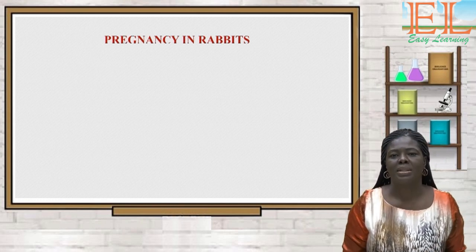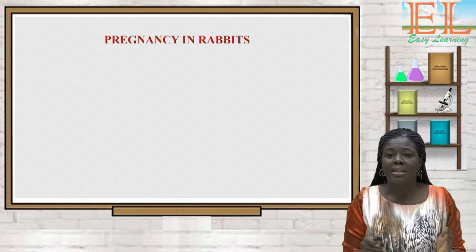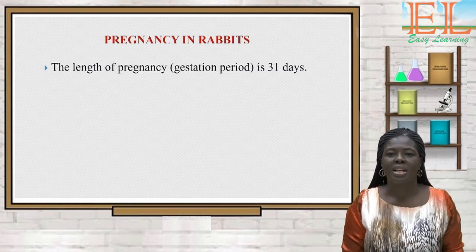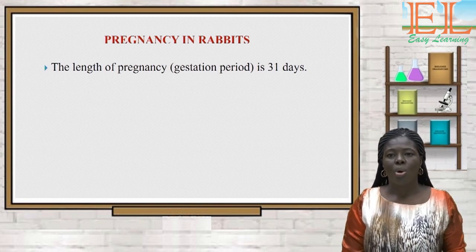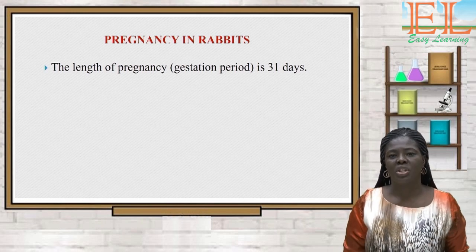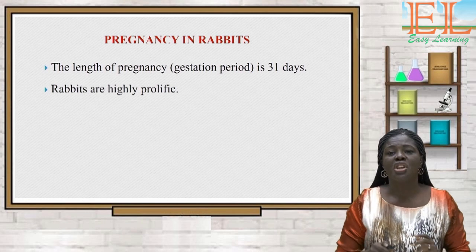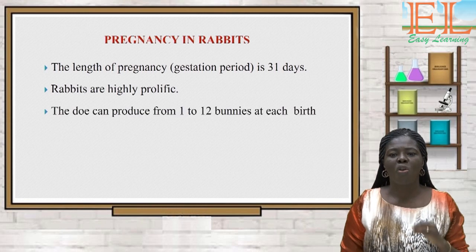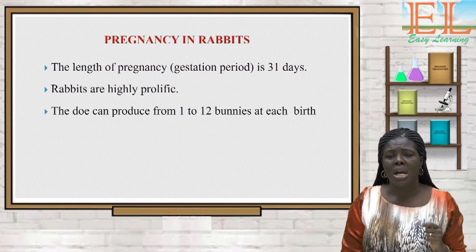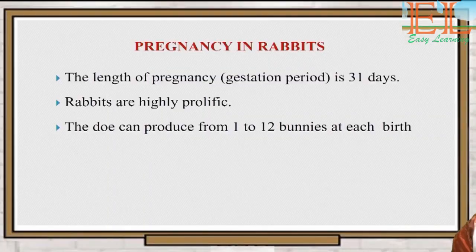Let's look at pregnancy in rabbits. The length of pregnancy, that is the gestation period for rabbits, is 31 days. Some can give birth at 30 days or 32, but on average, it's 31 days. Rabbits are highly prolific. The doe can produce from 1 to 12 bunnies at each birth. Some can even give birth to 15 or 18. We have miracle ones that can give birth to 20 bunnies.